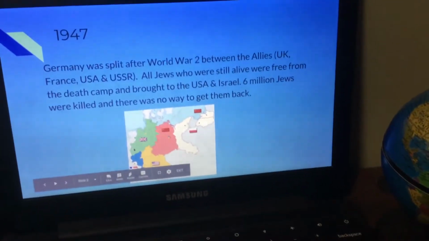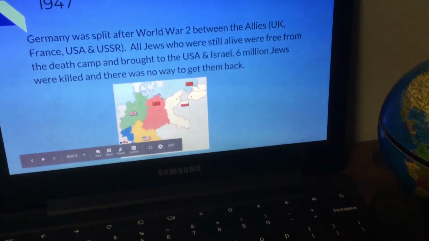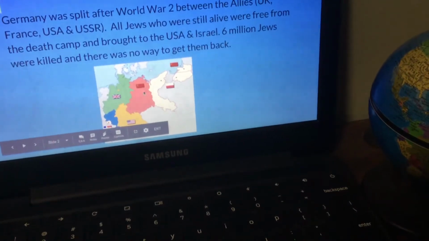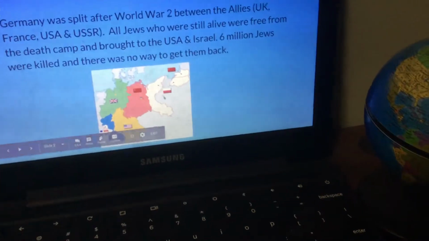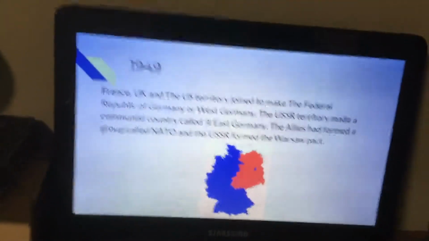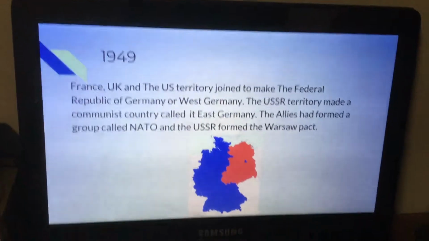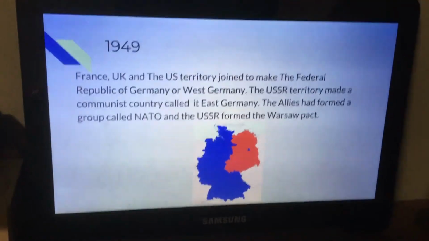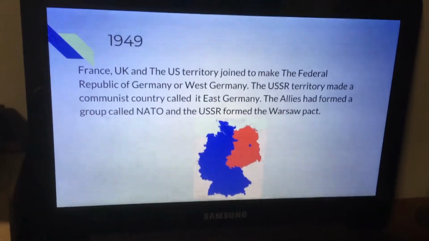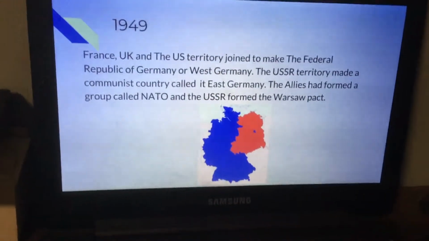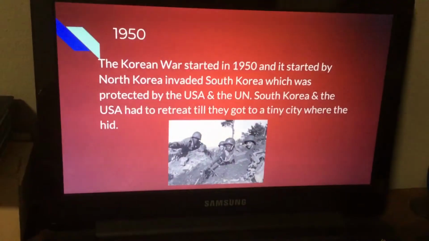This was in the British protectorate, the French, you can see there, Free City of Czar, the American, and the Russian. There's other ones. These were given back to Poland, and this was also given to Russia. France, the UK, and the US territory made up the Federal Republic of Germany, or West Germany if you don't have much time. The USSR made a territory. It was a communist country called East Germany. The Allies formed the group called NATO, and the USSR, or Soviet Union, formed the Warsaw Pact.